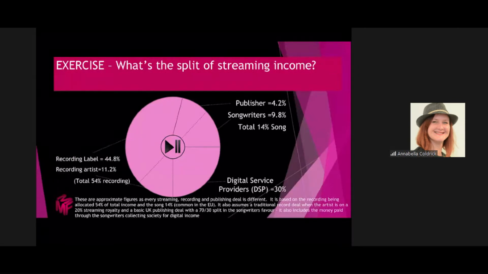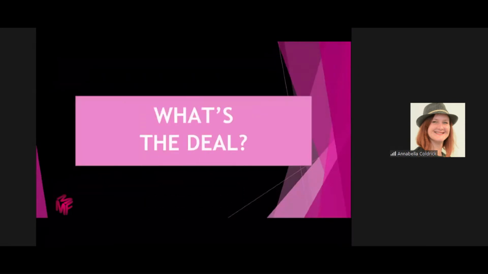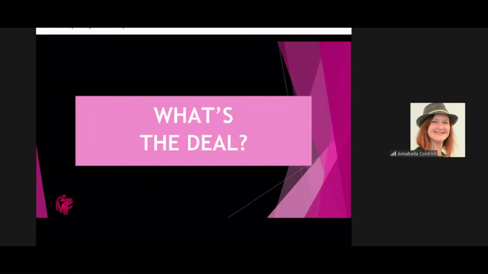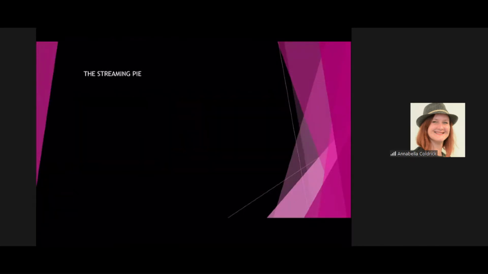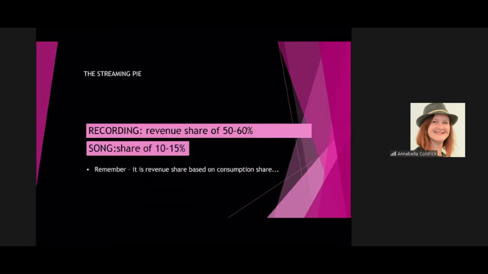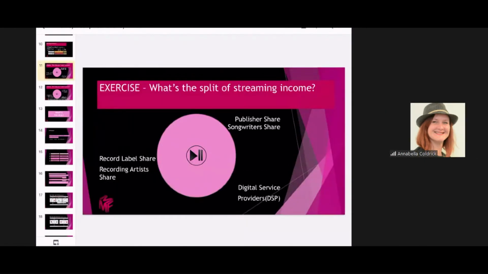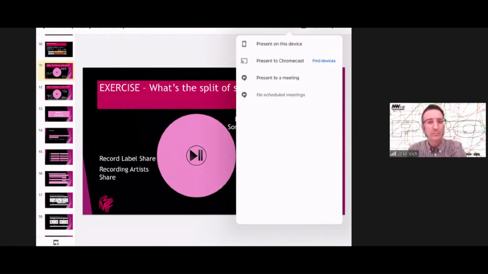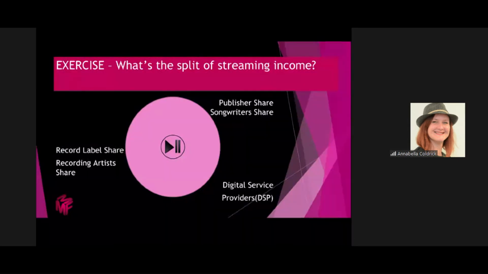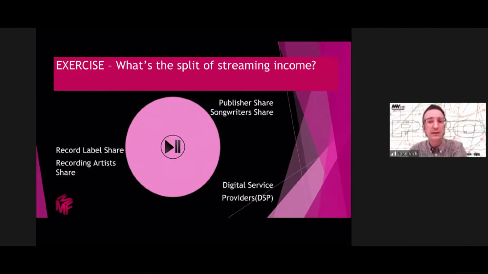So I've just ruined my exercise, haven't I? Sorry, Joanne, this has gone. Have I managed to make it go backwards? No, I'm going to have to... How do I do this? No worries. I'm going to go back a slide. Okay, no problem. This is really hard to do because we can't do this interactively. But what I was going to ask was, what do people think the split of streaming income is? No, sorry. Please go on.